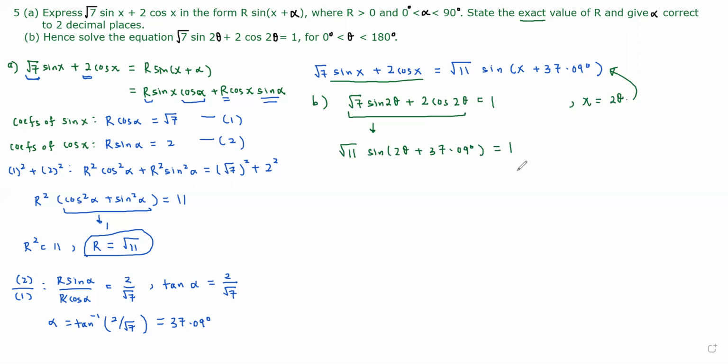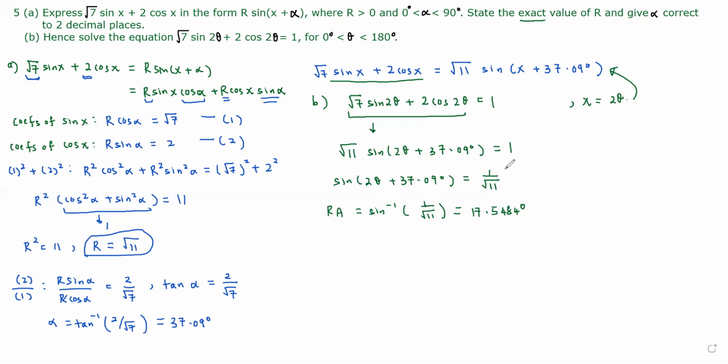That is 1. In order to solve this, we divide throughout by square root of 11, so that sine of 2 theta plus 37.09 degrees is 1 over square root of 11. We need to find the reference angle, so we find the inverse sine of 1 over square root of 11, and that is given by 17.5484 degrees. That is more than two decimal places, so the reference angle should be at least 2 decimal places.